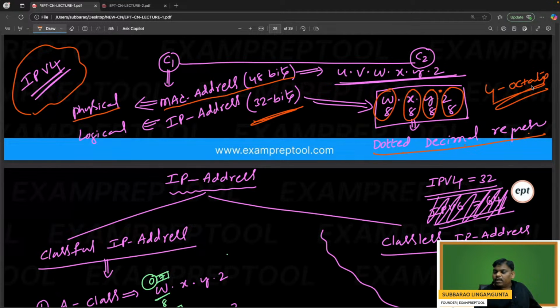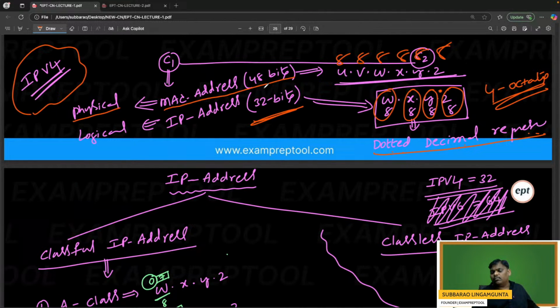IP address will be represented with the dotted decimal notation, meaning 4 octets. Octet means 8 bits. Every 8 bits will be represented in the form of a decimal notation. So dotted decimal notation. Right, fine. So 48 bits are there: 8 bits, 6 times, 8 times 6 is 48. Okay, fine. That is okay.